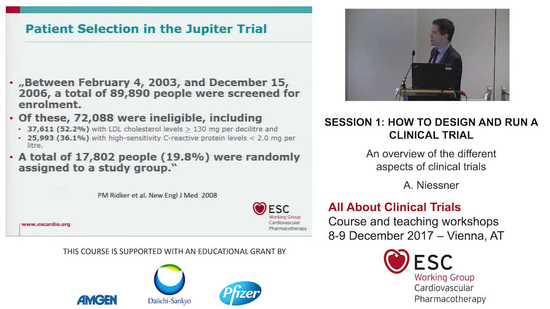And these are typical numbers for randomized controlled trials. But again, if you then have your results and you think the results are fine, you have to think for which patients these results really count, because you excluded about 80% of your patients. So it's not valid for these 80% of patients when you have your study results.